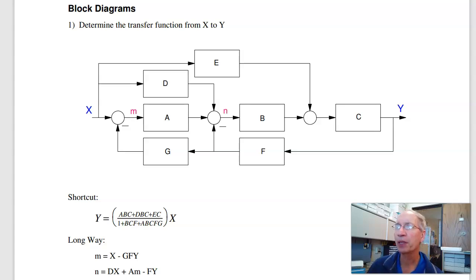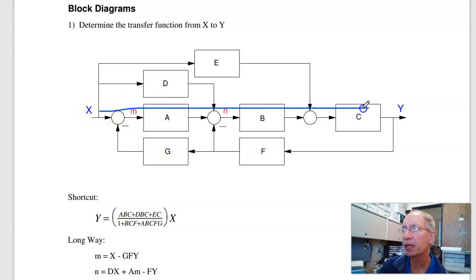Given a block diagram, find the transfer function from x to y. And this is actually more complicated than what you get on the FE exam. There are two ways to solve this. The first is to use a shortcut. It's going to be numerator over denominator. The numerator is just the gain from x to y.